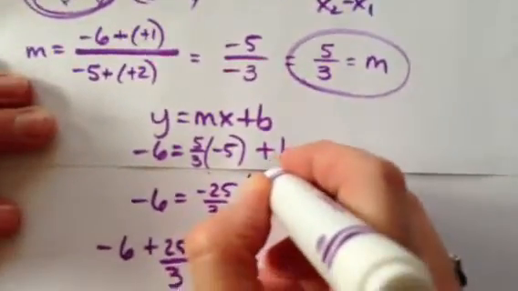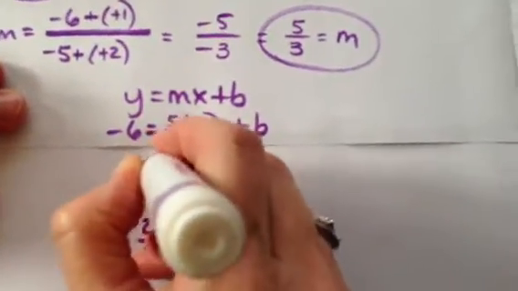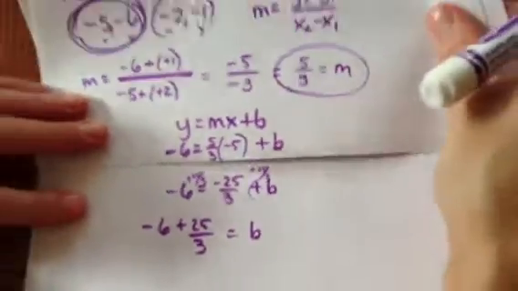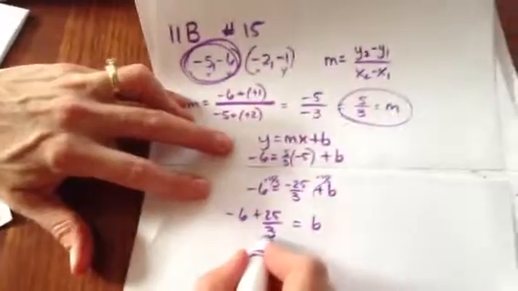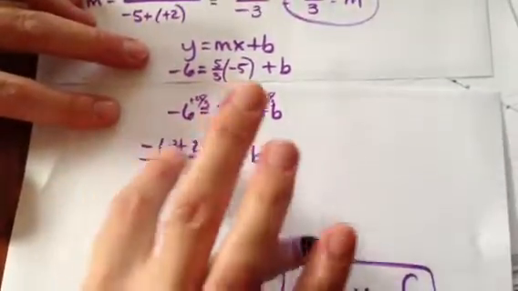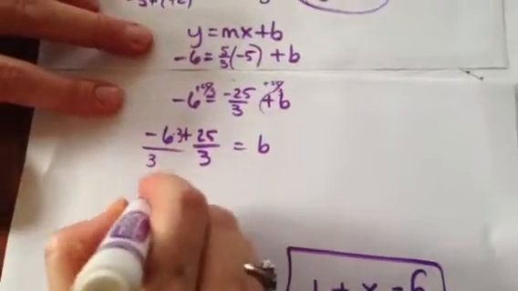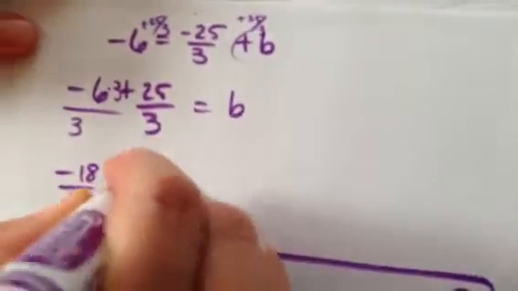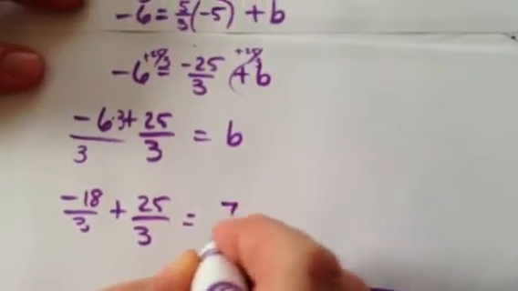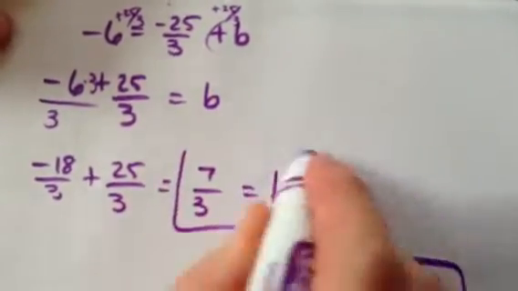Okay, if you want to show your work, I'm going to write it in here real tiny. It's kind of hard to write tiny with a fat marker. Okay, in order to add these, either use your calculator or you're going to have to find a common denominator, which is 3, which means I'm going to have to multiply this one by 3/3. So notice I got negative 18/3 plus 25/3, which gives me 7/3. And there's my b.